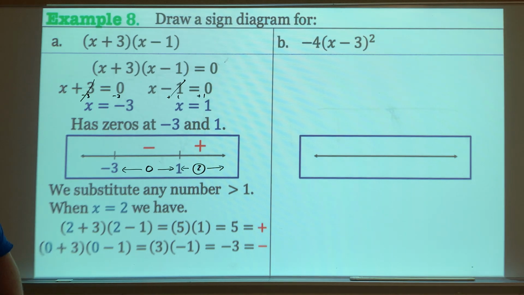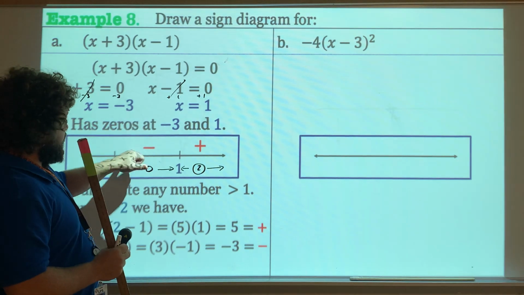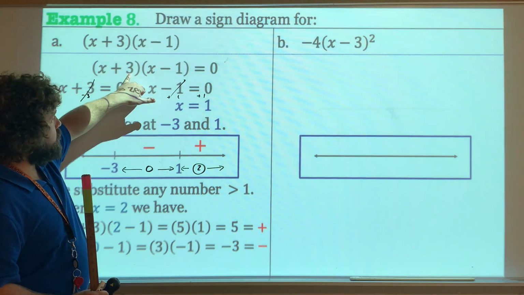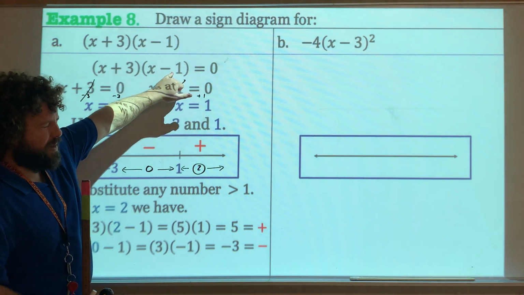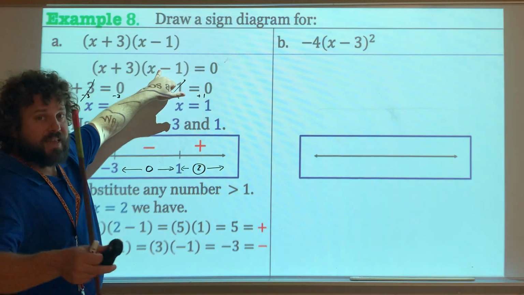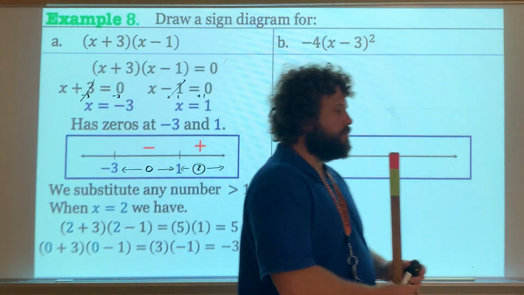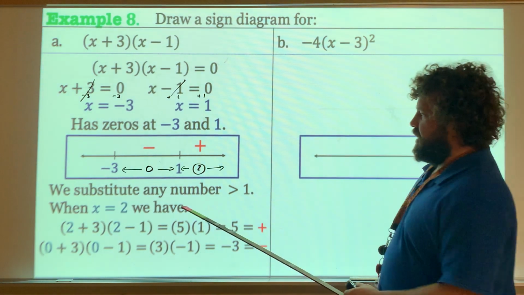If you don't believe me, I'll pick negative 1. That should be negative, right? Because it's between the two. Negative 1 plus 3 is 2. Negative 1 minus 1 is negative 2. 2 times negative 2 is negative 4. Negative number. See?